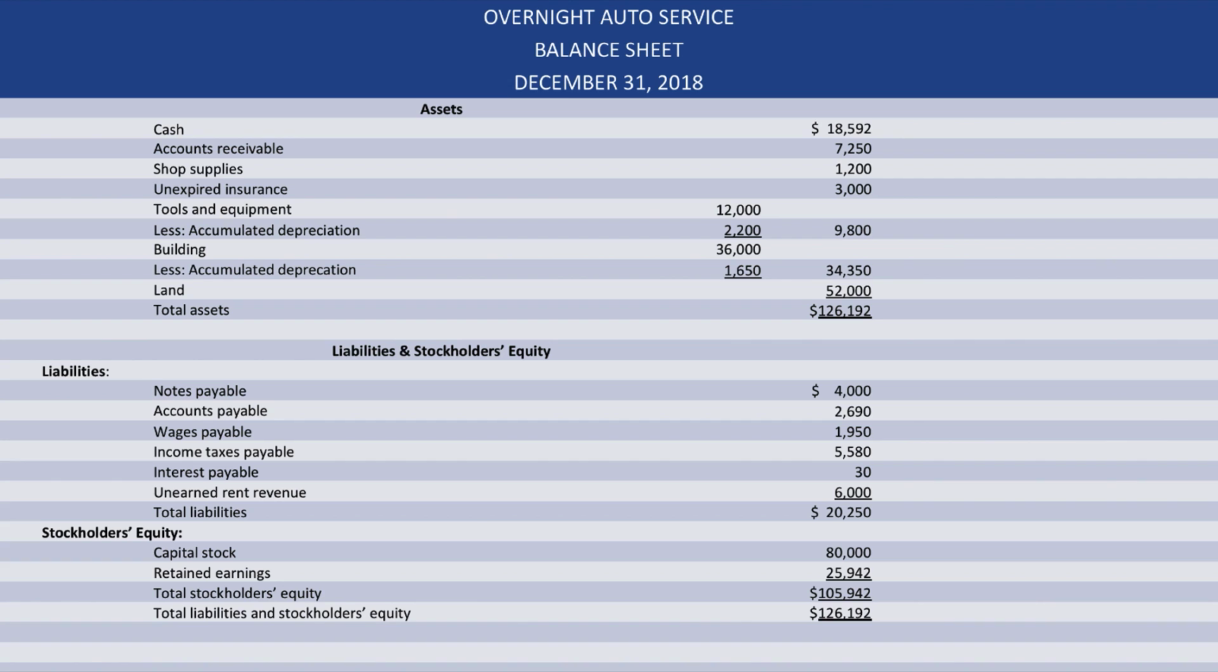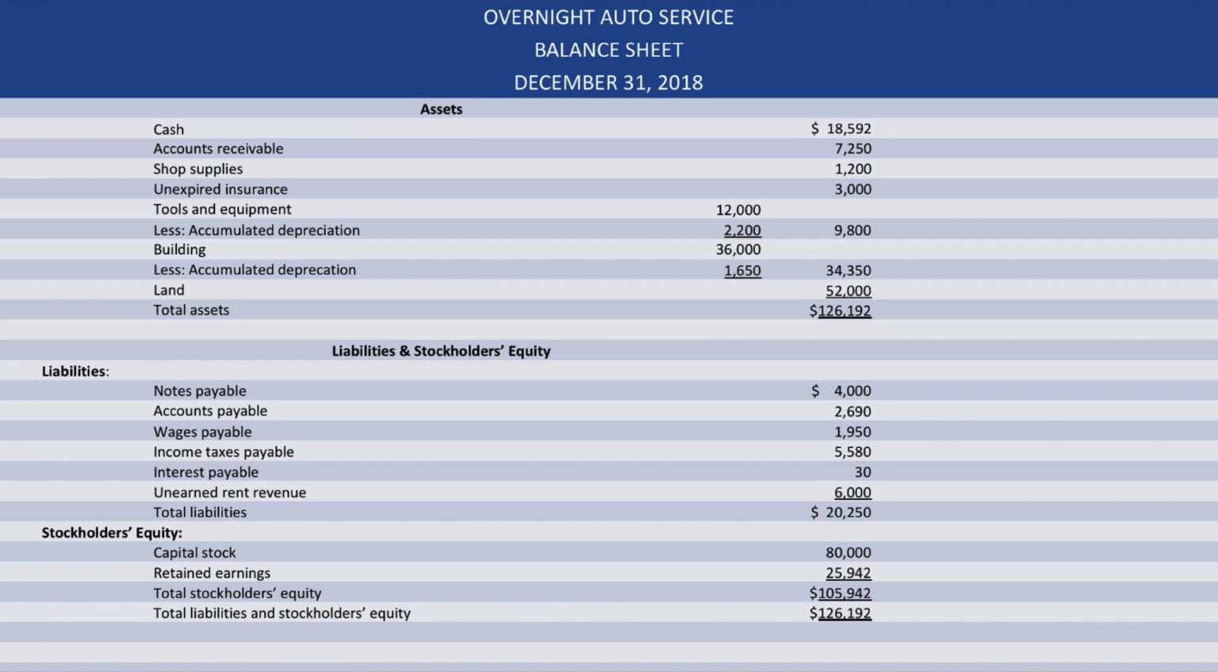Of Overnight's $126,192 in total assets, the current assets include cash, accounts receivable, shop supplies, and unexpired insurance. Thus, $30,042 of Overnight's total assets is considered current.